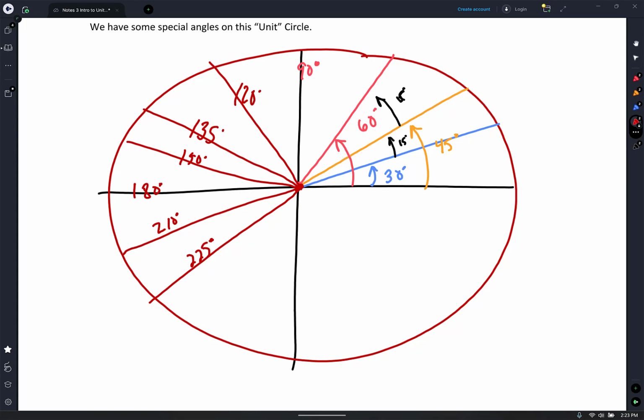That's 210, then 225. I just added 15 degrees to the 210, and then added another 15 degrees to that 225. That's 240. And then the y-axis and the negative y-axis is going to be 270, but we already knew that. And then take a guess. What do you think this is?